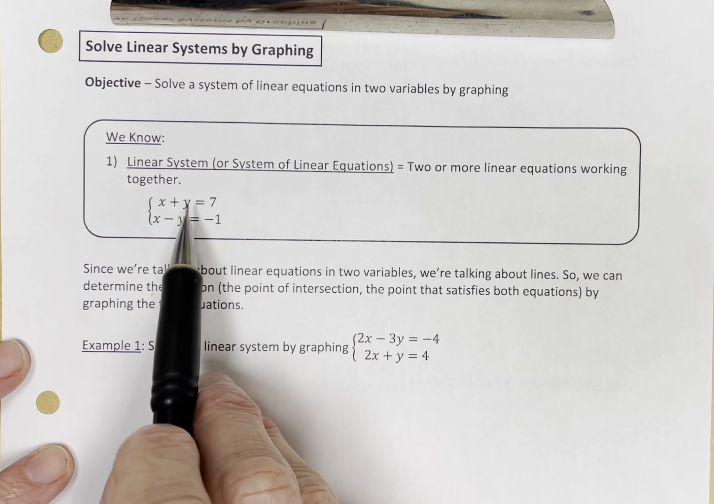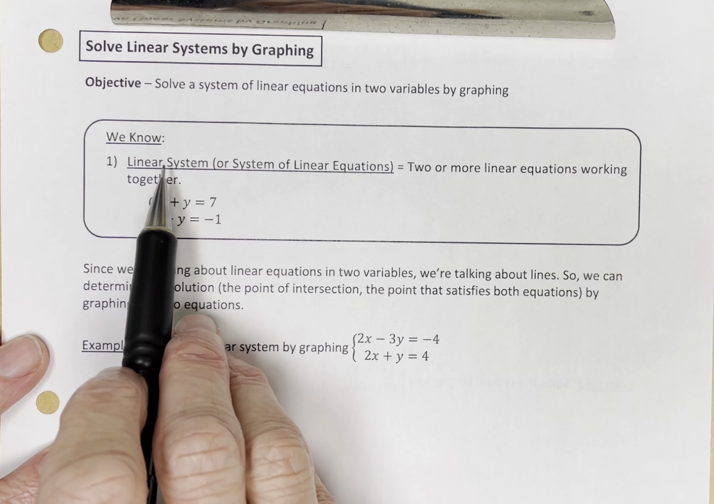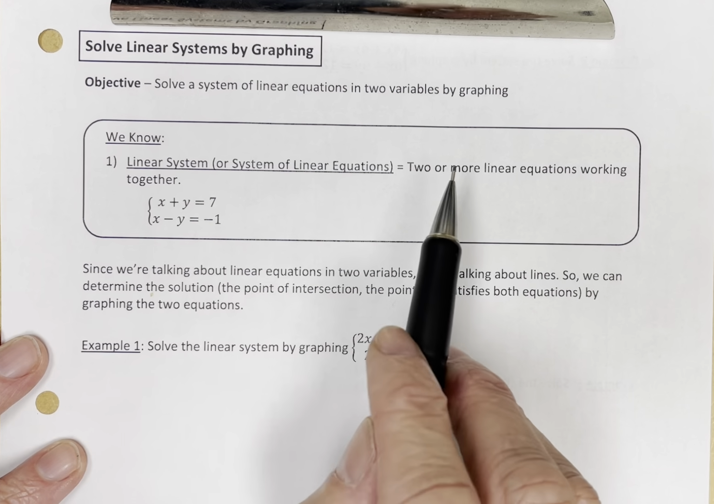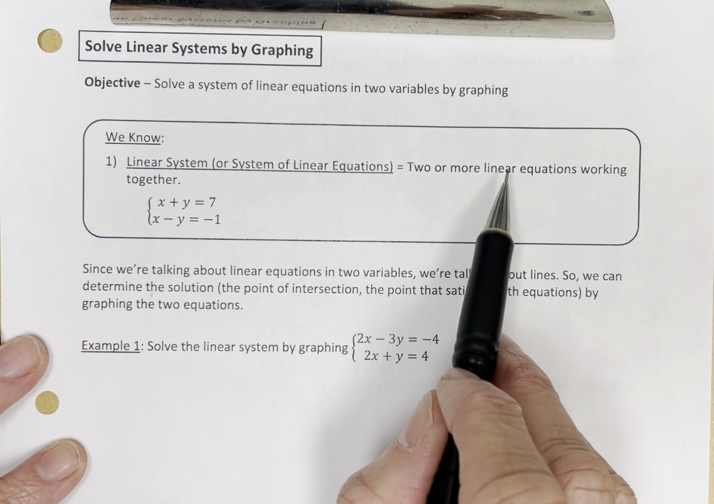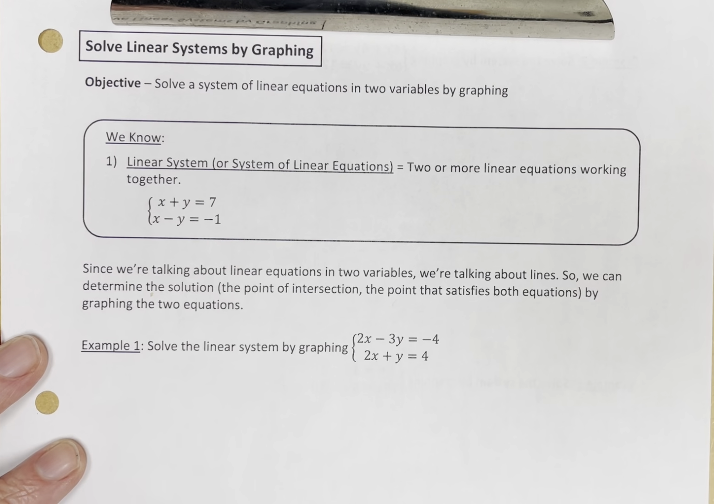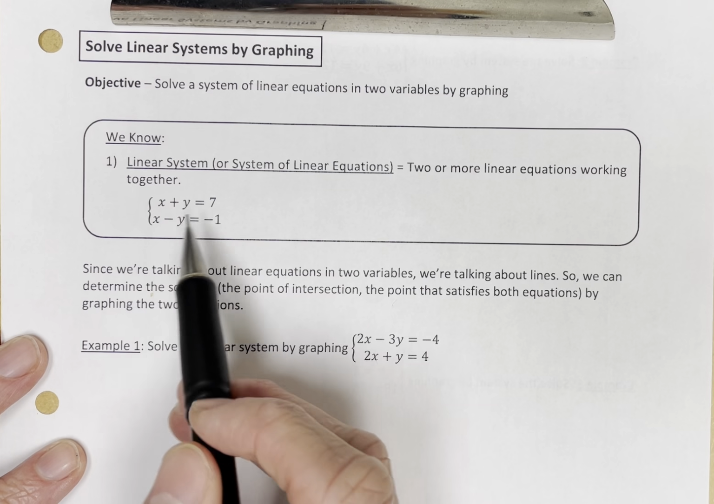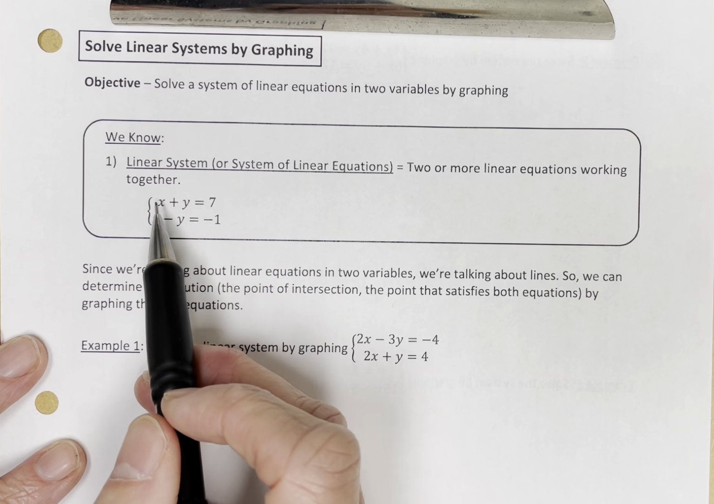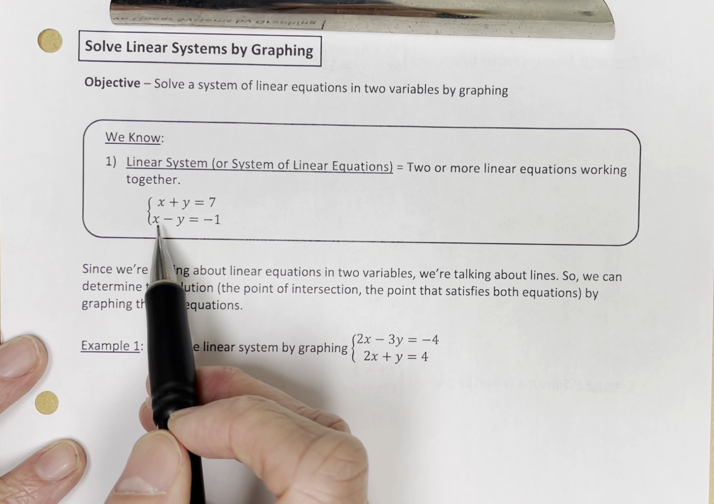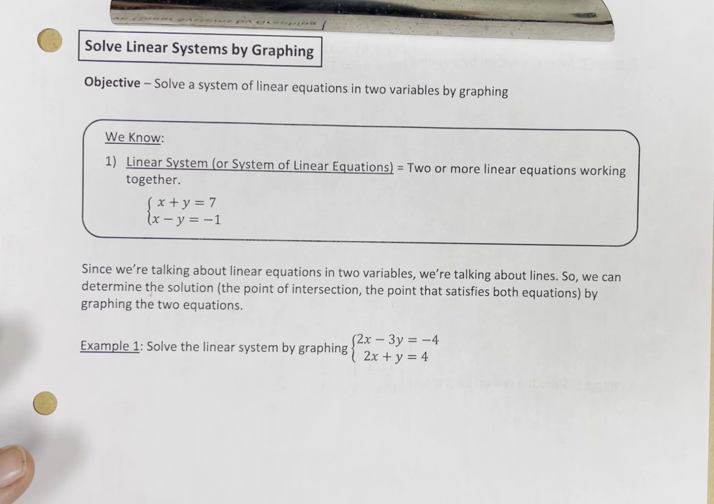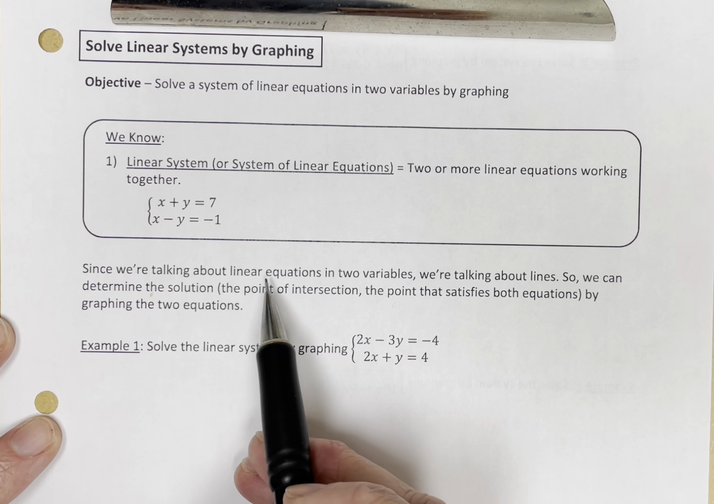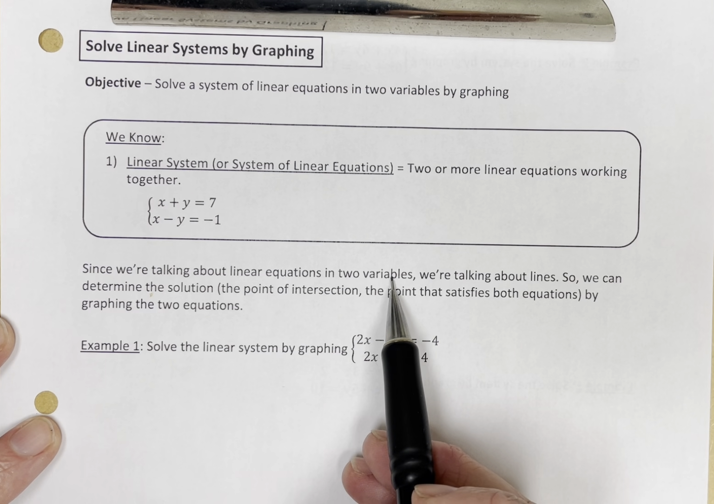So what do we know that's going to help us? Well, we know what a linear system, or a system of linear equations, is. It is two or more linear equations working together. For example, here is a linear system with two unknowns: x plus y equals 7 and x minus y equals -1.